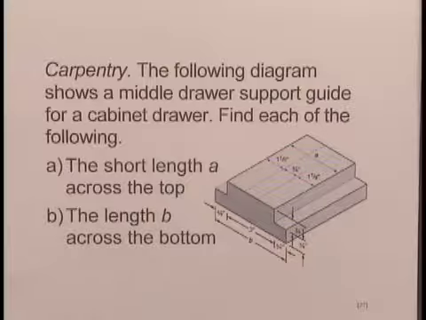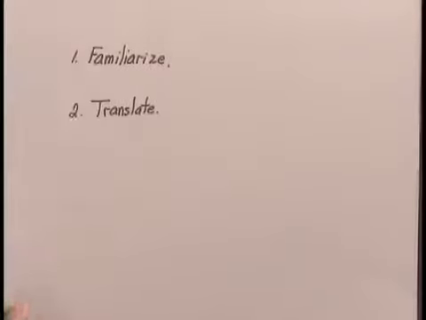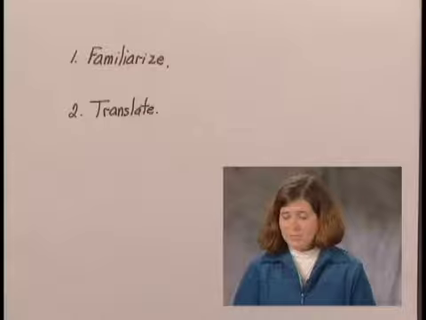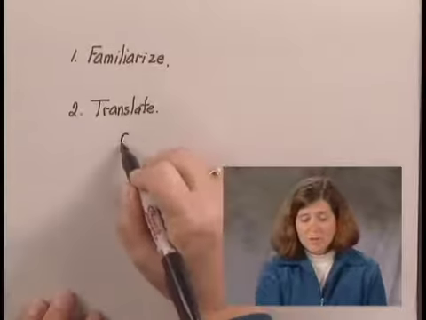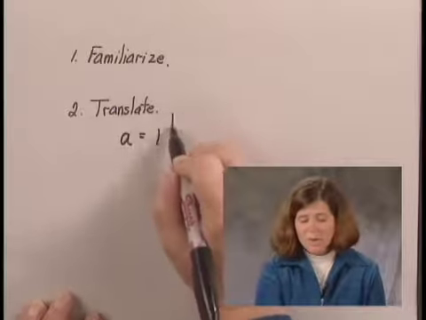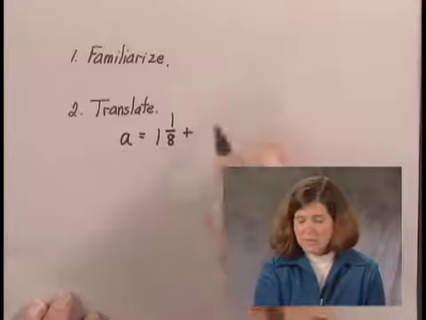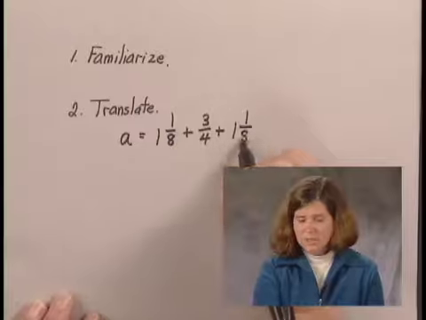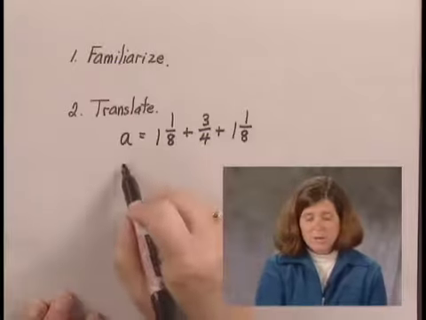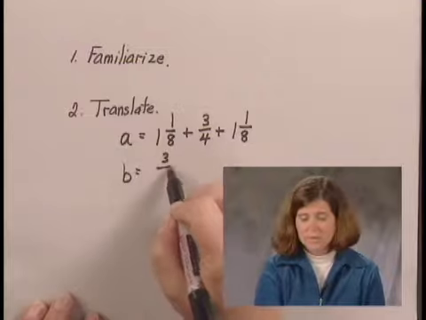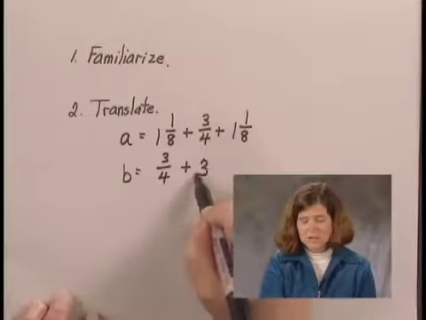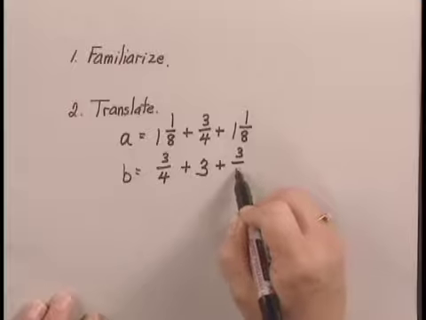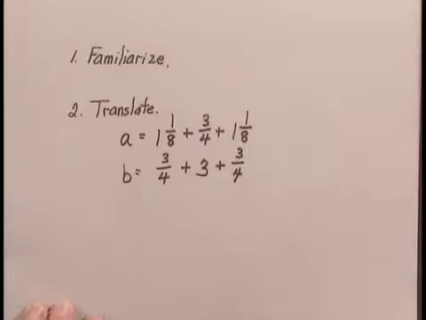So now that we've familiarized ourselves with the situation, we can translate into a mathematical equation. The short length across the top was 1 1/8 inches plus 3/4 inches plus 1 1/8 inches. The length B across the bottom was 3/4 of an inch plus 3 inches plus another 3/4 of an inch. And now we have equations in order to find both A and B, so we can solve.